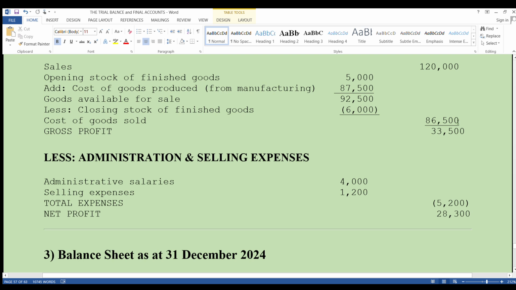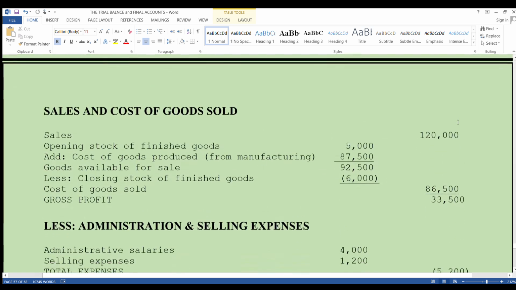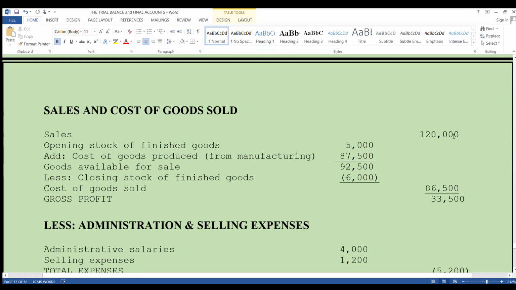Now this figure is compared with the total sales that were made, which was 120,000. Let me explain it well. During this year, the amount of money we have made from sales is 120,000. But the amount of money that we invested in making the chairs is 86,500.